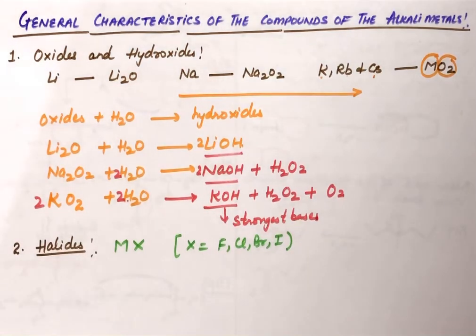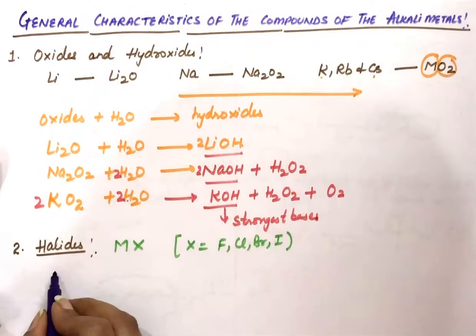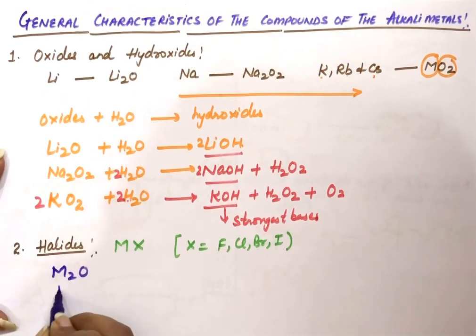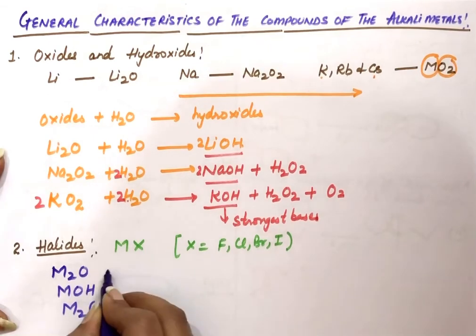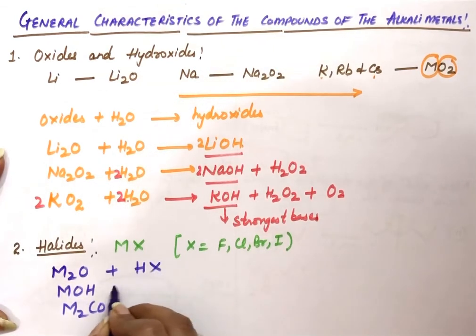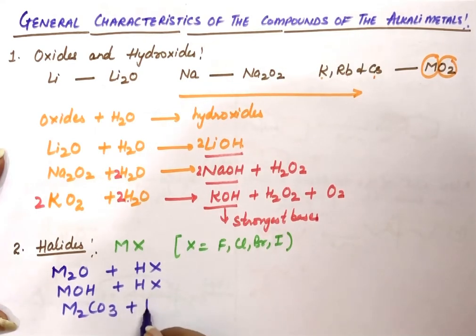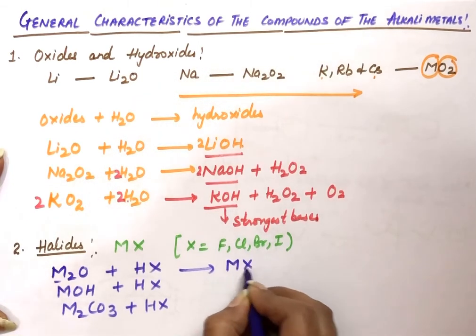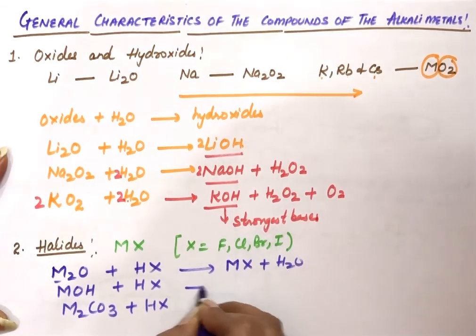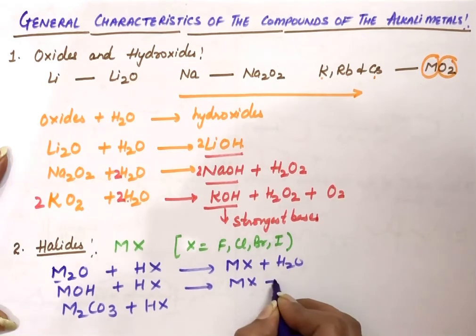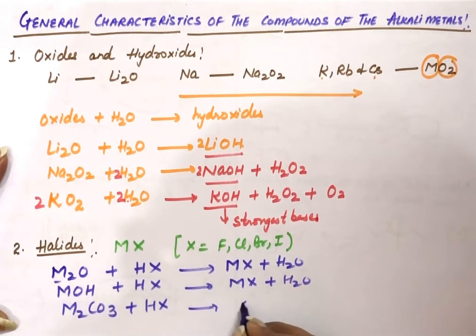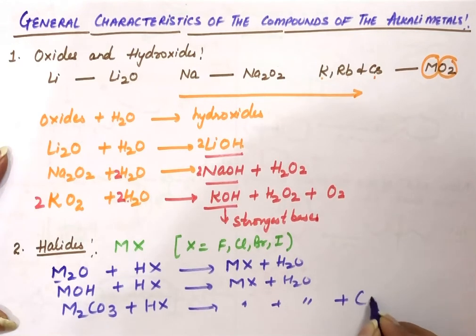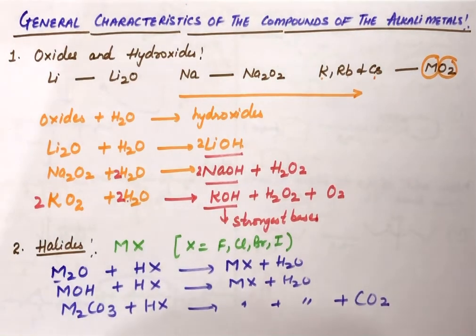Next is how they are prepared. Their preparation is by taking oxides of alkali metals, or hydroxides, and even carbonates, and adding hydrogen halide, HCl, HBr. In the case of oxides, we get MX like NaCl along with water. With hydroxides also we get MX and water. But when carbonates are there, we get MX plus water, and along with this carbon dioxide is also formed. So this is how halides are formed.